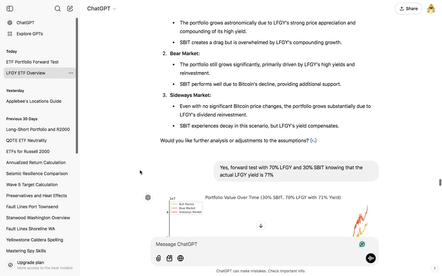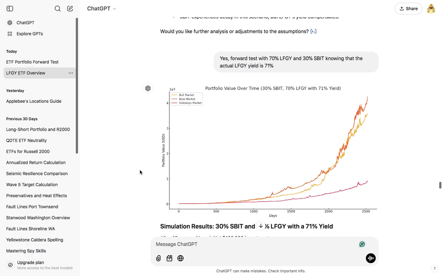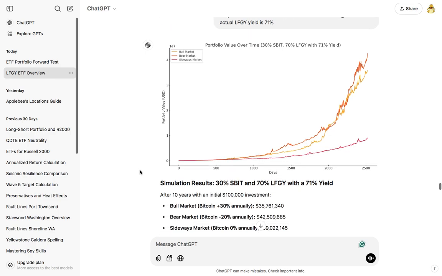And I said, yes, forward test 70% LFGY and 30% SBIT, knowing that the actual yield for LFGY is 71%. And then it gave me this graph. It said that during a bear market, LFGY was actually going to do very well.